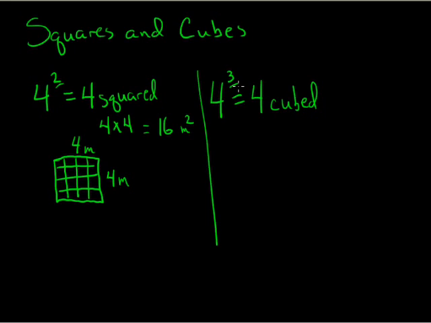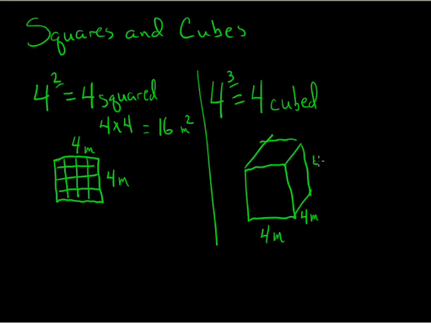So I'm going to draw a crude cube here. Say I have a cube with dimensions of 4. That means the length is 4 meters, the width is 4 meters, and the height is 4 meters. Cubes are three-dimensional figures, so that's why we use a 3 exponent. And to find the volume of a cube means that it is 4 units wide by 4 units long by 4 units high.